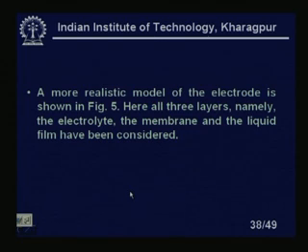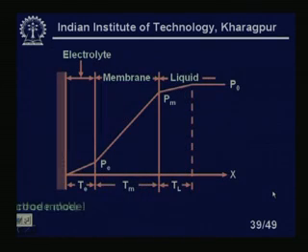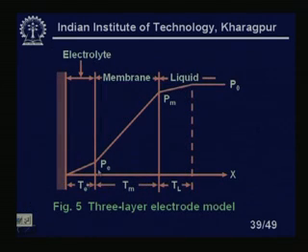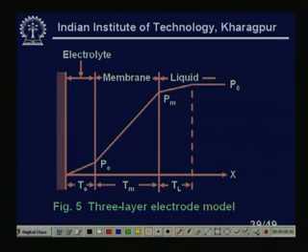A more realistic model of the electrode is shown in figure 5, which is basically called the 3 layer model. All the 3 layers, namely the electrolyte, the membrane and the liquid film, have been considered. You see there, this is our electrolyte, and in between this is our cathode.